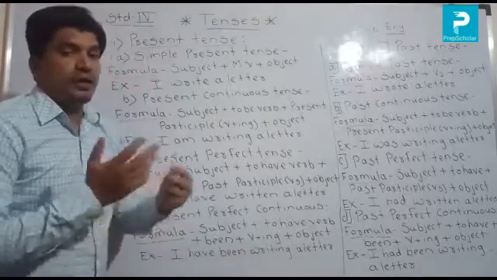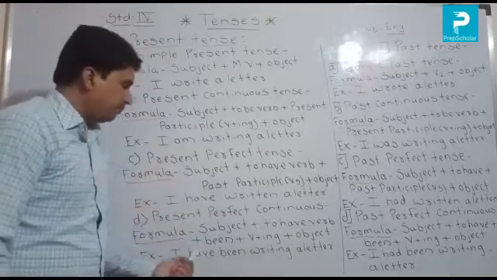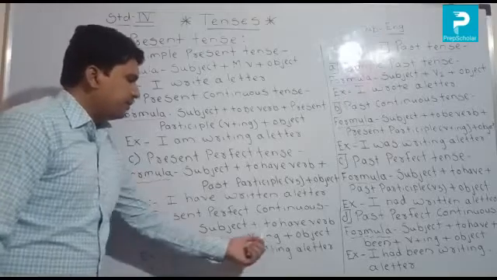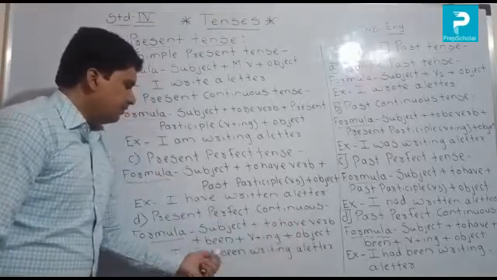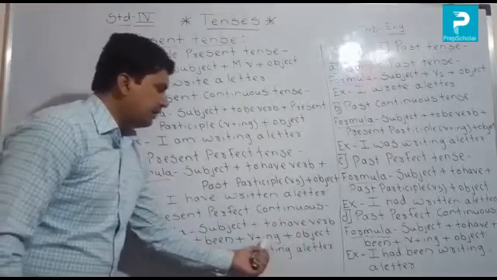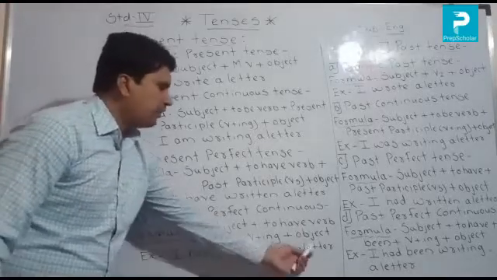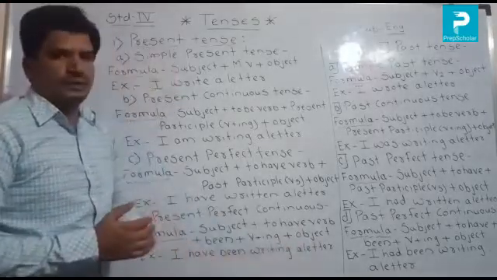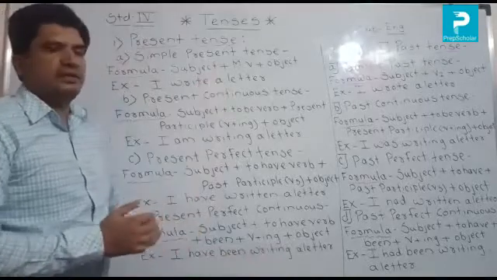I have been writing a letter. So here, I is a subject, have is a to have verb, been we are adding, writing is be plus ing, and a letter is an object. So our present tense is over.